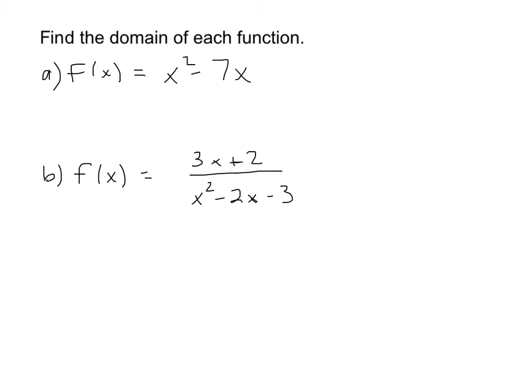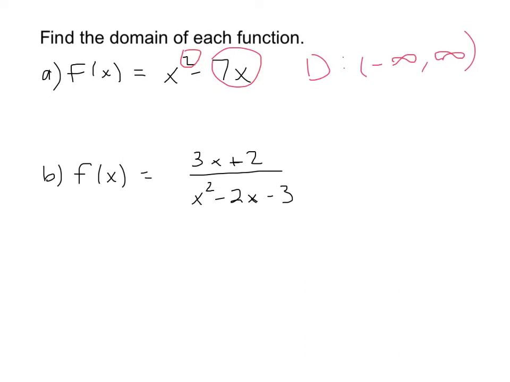Find the domain of each function. So f of x is x squared minus 7x. The thought process has to be, okay, are there any values of x that I cannot raise to the second power? Or are there any values of x that I cannot multiply by 7? And the answer is no. I can square any number and I can multiply any number by negative 7. So the domain of this function is simply going to be negative infinity to infinity. There aren't any numbers that have to be left out. So let's look at B.